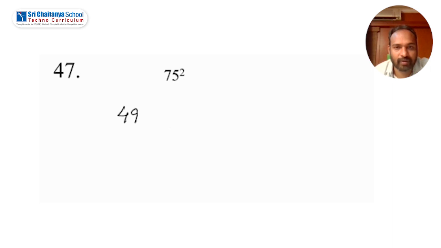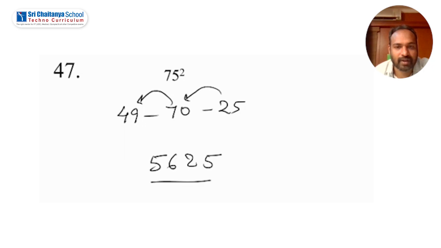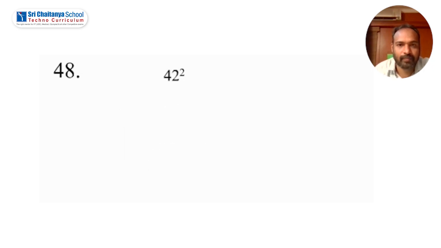75 square. First step is 7 square, 49. Second step 2 into 7 into 5, which is 70. Then 5 square, 25. Do the balancing. 5, 2 will carry forward, which will become 72. Drop 2, carry forward 7. 49 plus 7, how much? 56. So the answer is 5625.